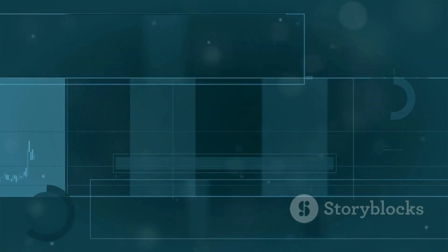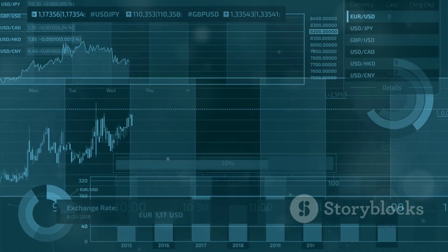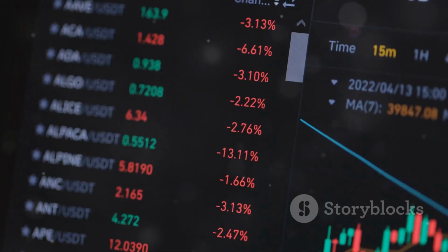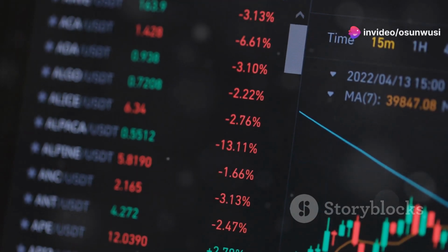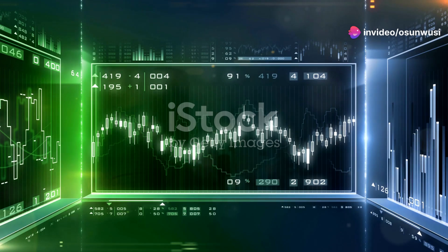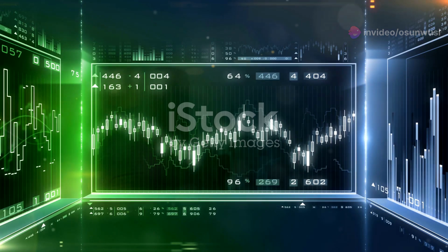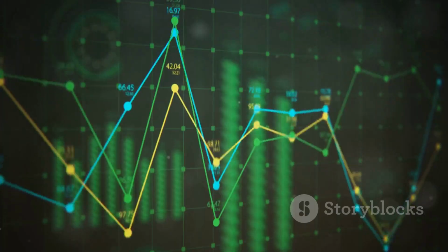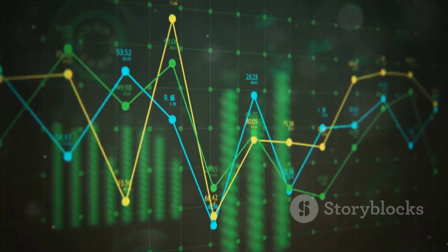In this section, we will dive deeper into the technical analysis of the Forex market, exploring various indicators and tools used by traders to predict market movements. Stay tuned as we break down complex concepts into easy-to-understand segments. First, let's talk about moving averages.